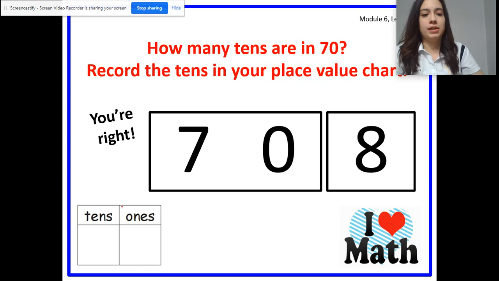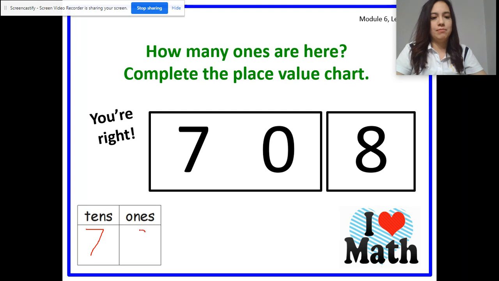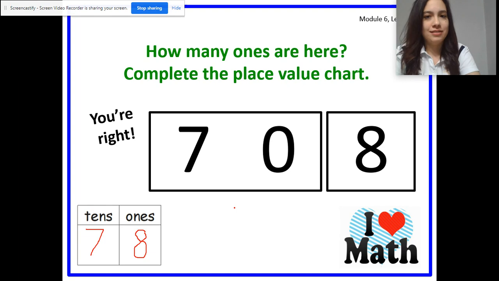So you see my place value chart down here? I'm going to go ahead and write 7 tens. How many ones are here? Get ready. Yes, 8 ones. Complete the place value chart. Go. Can I go ahead and complete mine? Ready? So that is what we did with last time's lesson, right? Pretty easy? Okay. Now, let's continue.